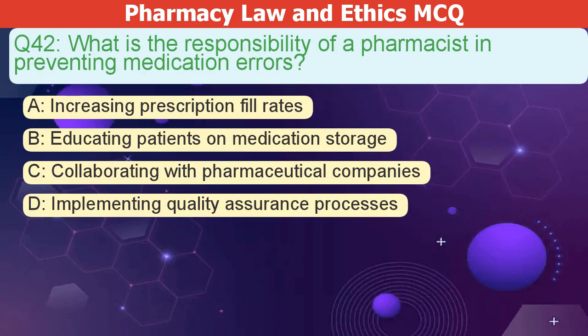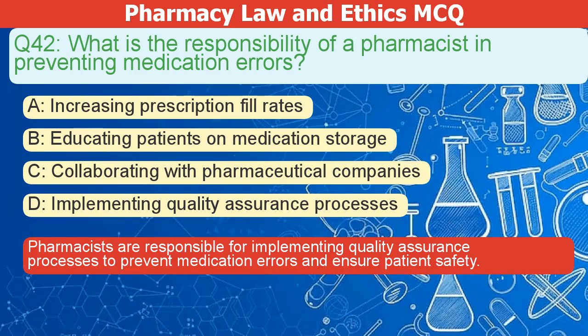What is a pharmacist's role in preventing medication errors? A. Increasing prescription fill rates. B. Educating patients on medication storage. C. Collaborating with pharmaceutical companies. D. Implementing quality assurance processes. The correct answer is D. Pharmacists are responsible for implementing quality assurance processes to prevent medication errors and ensure patient safety.